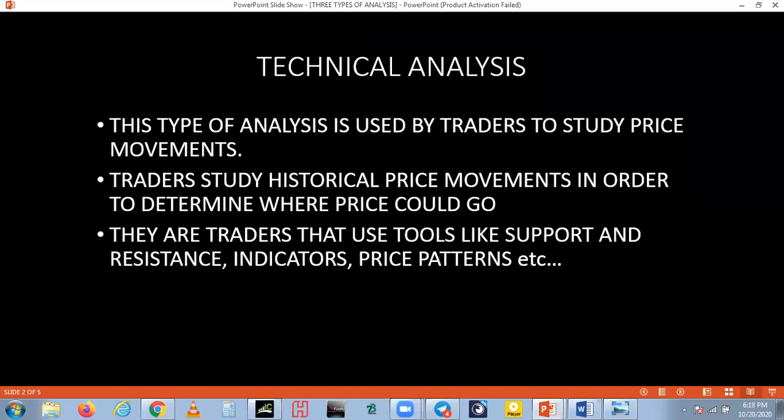So there are also traders that use tools like support and resistance, and indicators. I taught you support and resistance. I didn't teach you indicators. We don't use indicators at all. Sorry. It's the retail traders that use that. So people that use indicators are also analysts, and also price patterns.